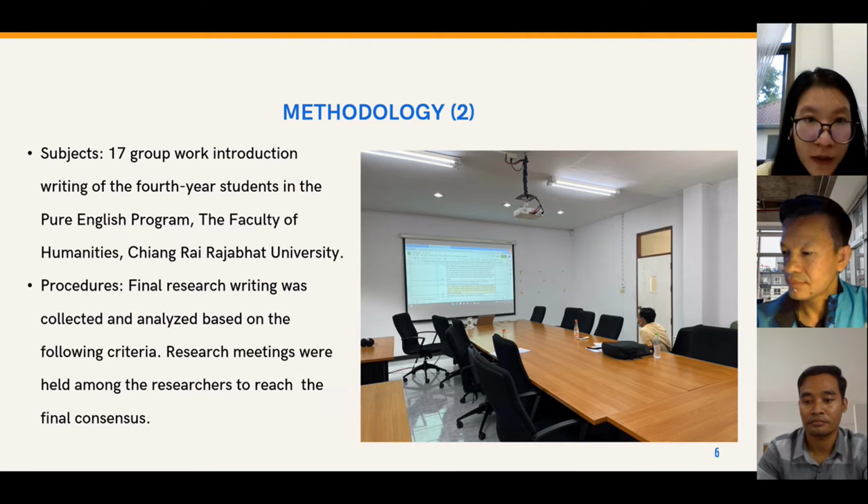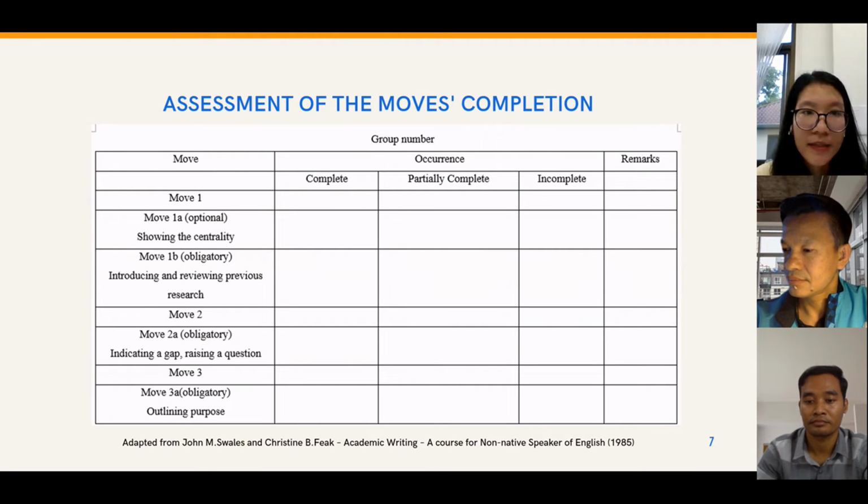So following the procedure, here are the assessments of the moves completion. For move 1A, it is to show the centrality. Move 1B is to introduce a reviewing previous research.